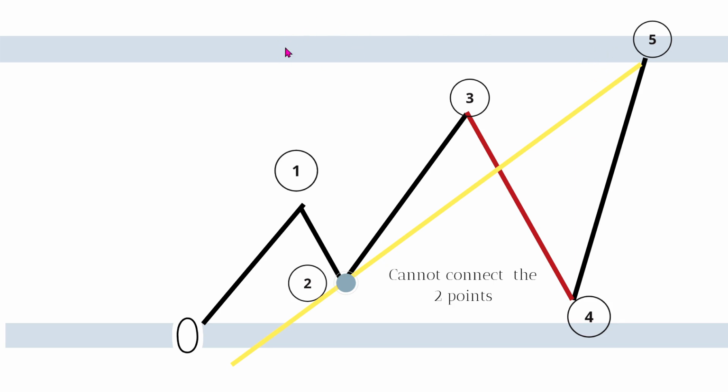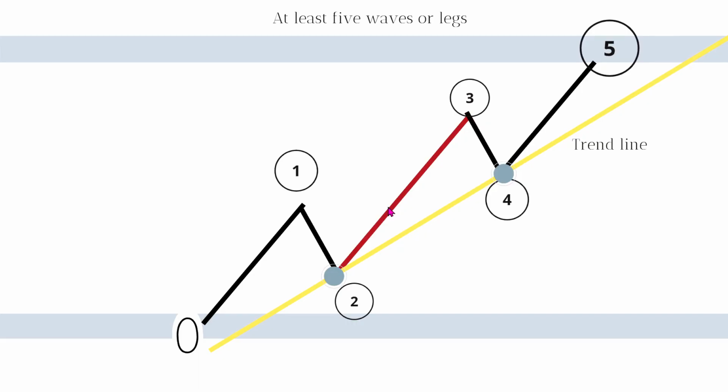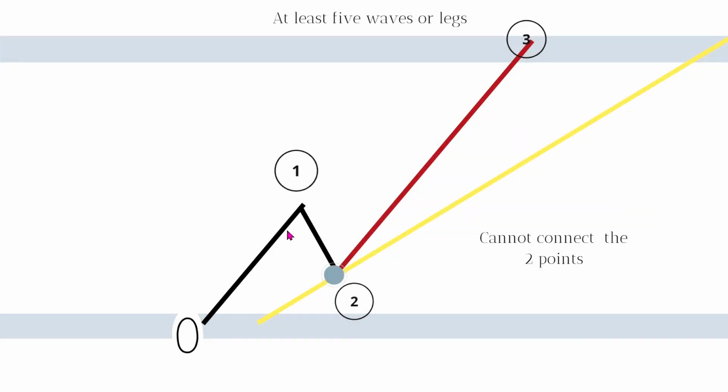So there's no reason to look for a trend line break here if there is no valid trend in the first place. So once again, we need to see 5 legs going up so that we are able to draw a trend line with 2 points. If we have only 3 legs, then again, we cannot connect the 2 points. So the move up toward the zone is not a valid one. So looking for a trend line break here doesn't form part of the strategy.